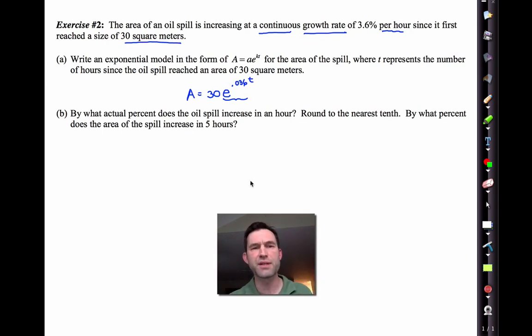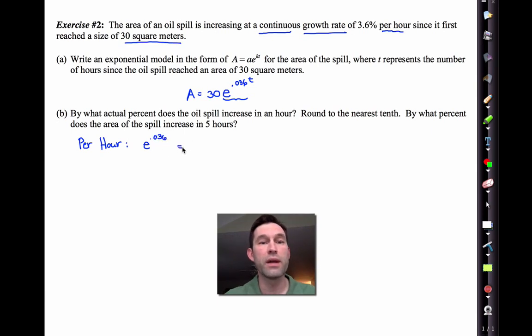Now, what's interesting is letter B. It asks us by what actual percent does the oil spill increase in an hour? Because ironically, even though we're being told that we have a continuous growth rate of 3.6% per hour, the thing's not actually growing at 3.6% per hour. That's really strange. But it's easy to figure out how much it is growing per hour, right? Because all we need to do is understand what we're multiplying by each hour. And what we're multiplying by each hour is just that e to the k, right?